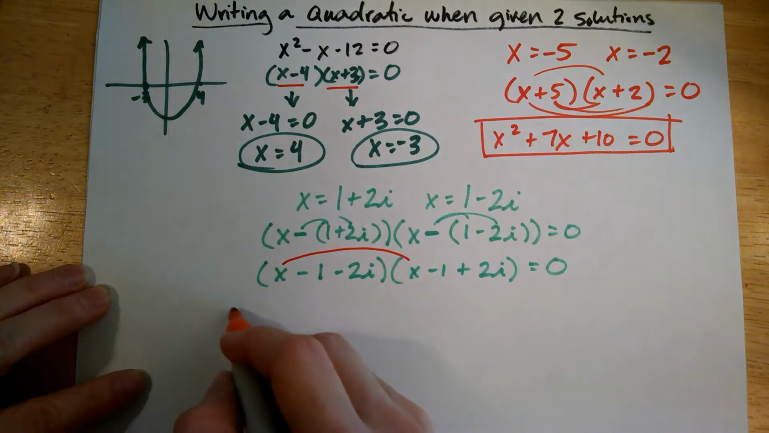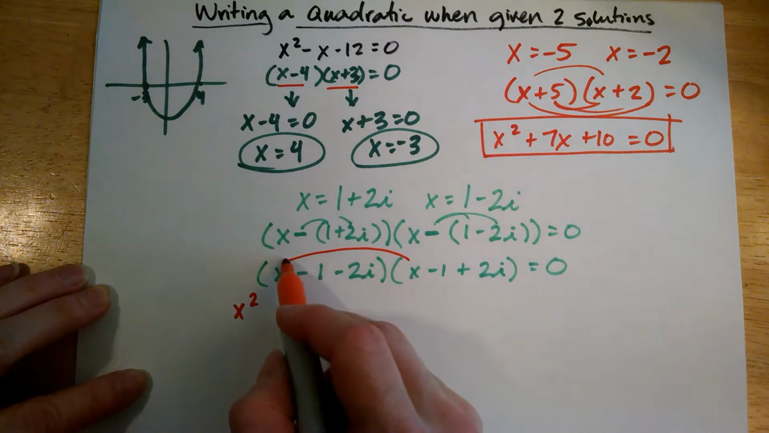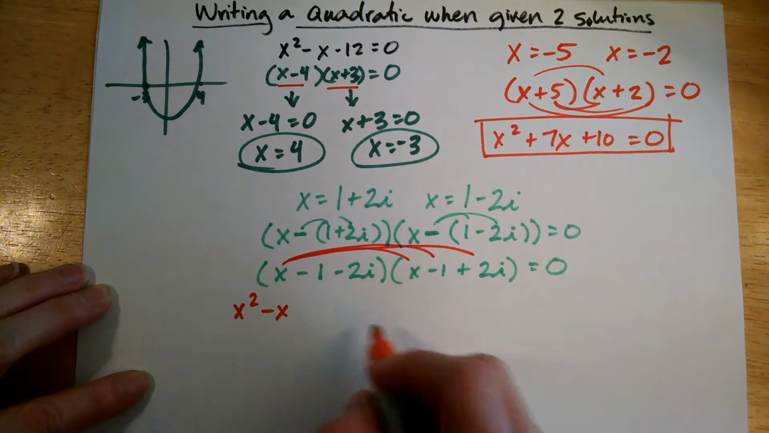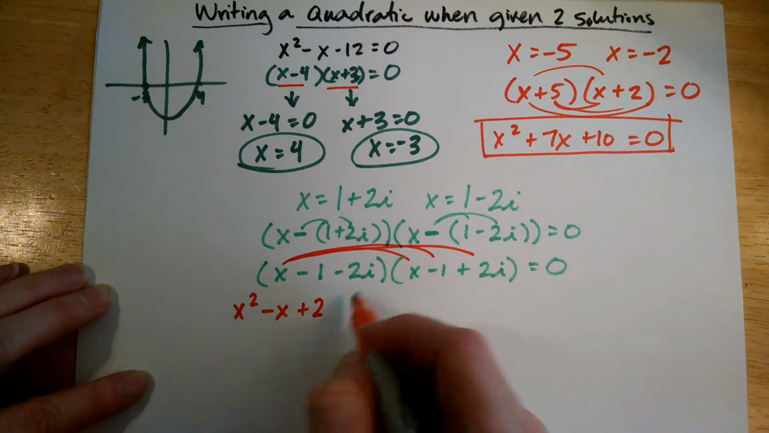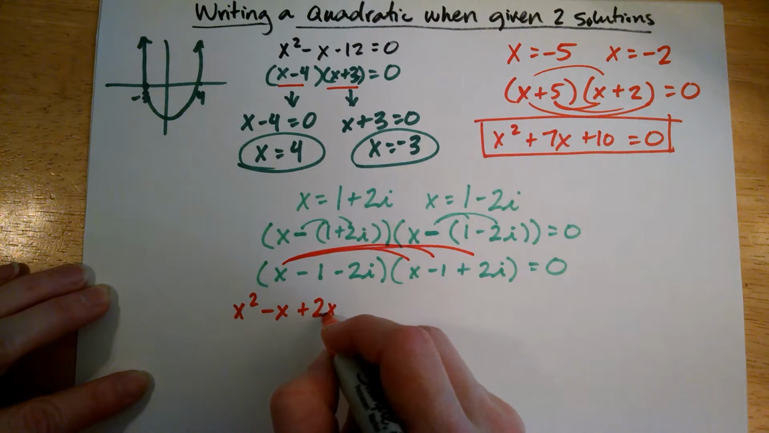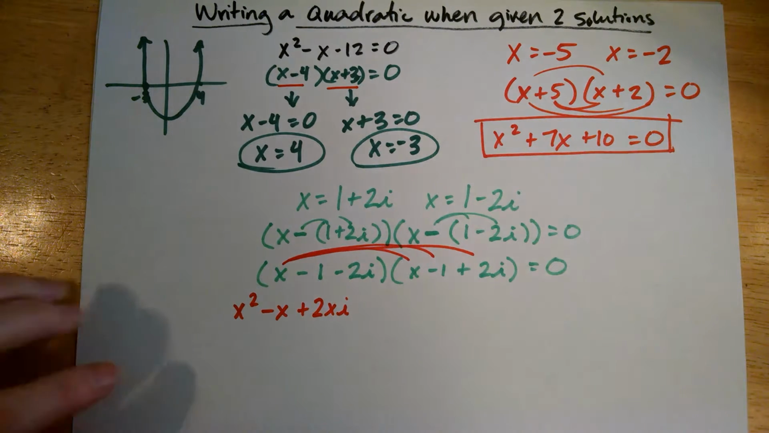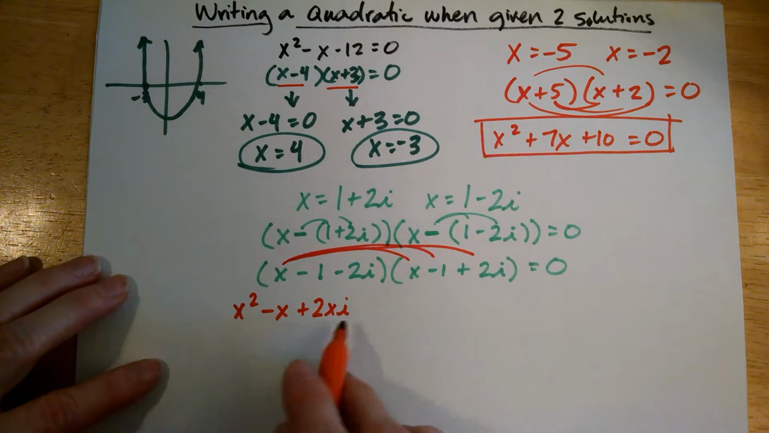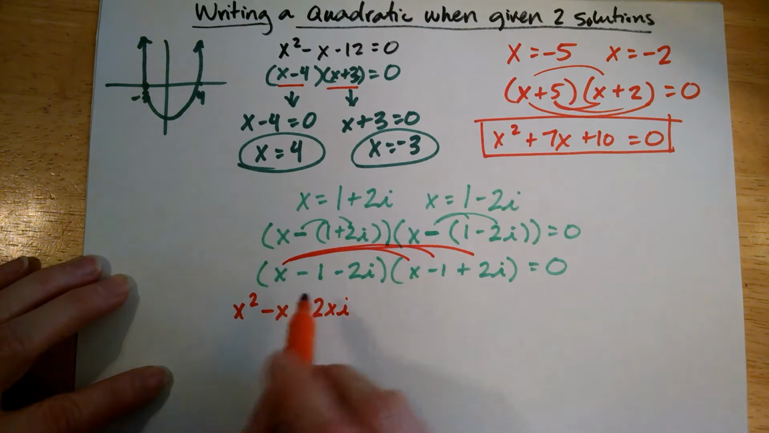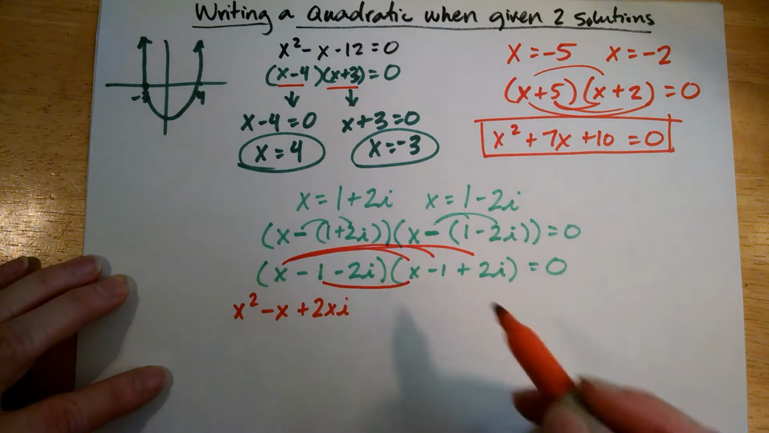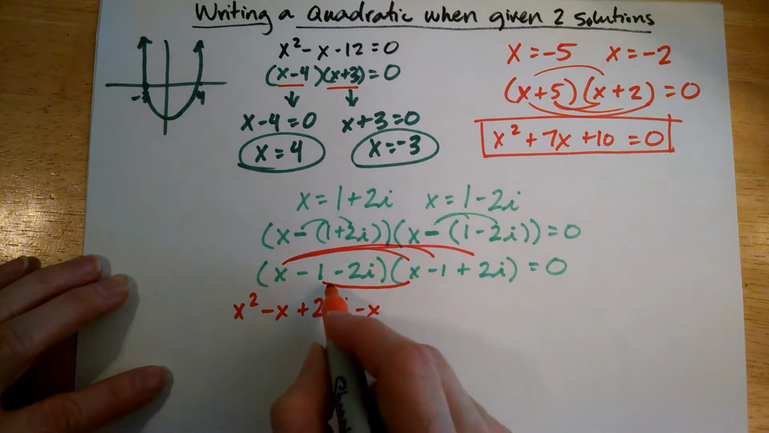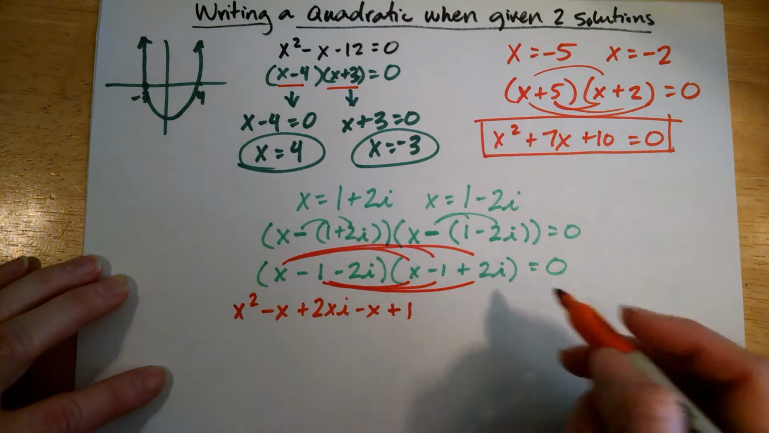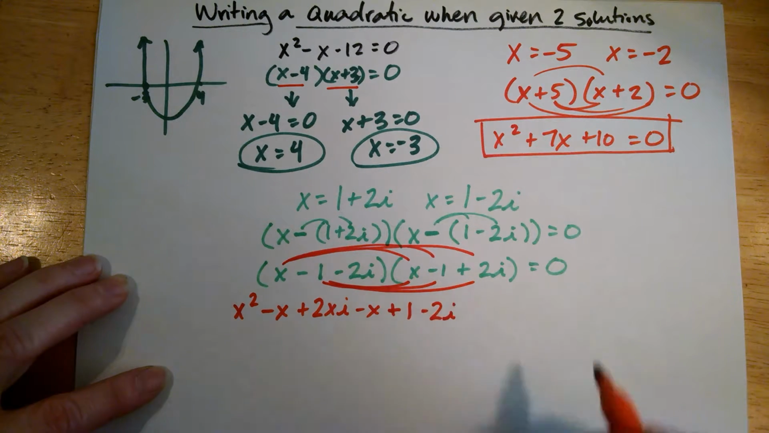We've got x times x, x squared. We have x times negative 1, negative x. We have x times all that, plus 2, we'll call it xi. I have a feeling they'll cancel out, so just write those down as is. Just put the variables and the i together. Next term, negative 1 times x, negative x. Negative 1 times negative 1, plus 1. Negative 1 times 2i, negative 2i.